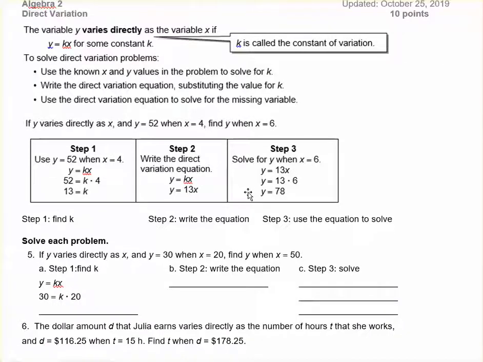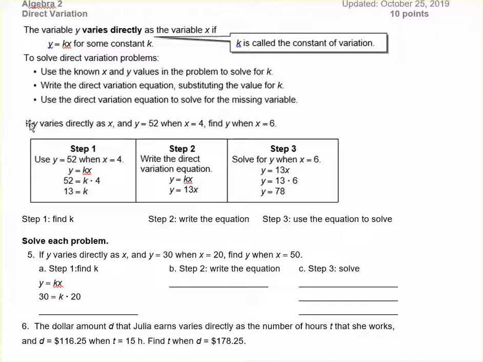So in order to solve a direct variation problem, you're going to take the given x and y values and find k. Same thing as we did before. Then again, step 2 is to write the equation, same thing as we did, and then you'll use that equation, so we don't need a graph, but we're going to use that equation to solve for the other one.